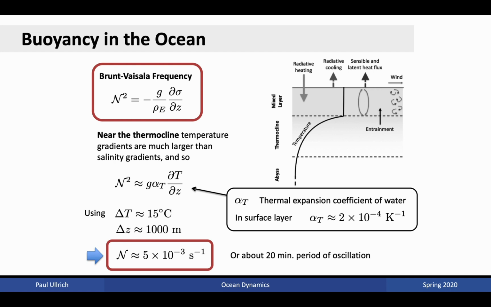Plugging in our equation of state that we had earlier, we then can replace the d sigma dz with a dT dz term, bringing in the alpha T term, which describes the thermal expansion coefficient of water. In the near surface layer, this quantity is approximately equal to 2 times 10 to the minus 4 1 over Kelvin. Using a temperature difference of about 15 degrees Celsius over a distance of 1,000 meters, one can then calculate the Brunt-Väisälä frequency as 5 times 10 to the minus 3 1 over seconds, or about a 20-minute period of oscillation for these fluid parcels.